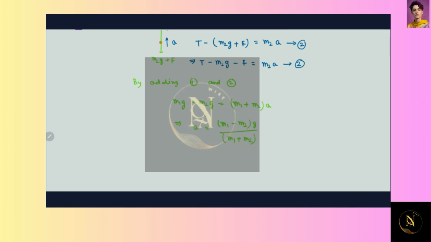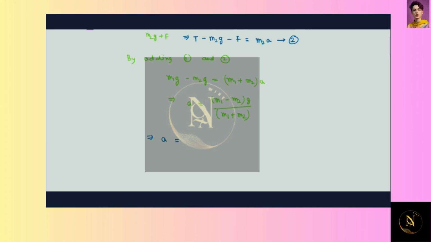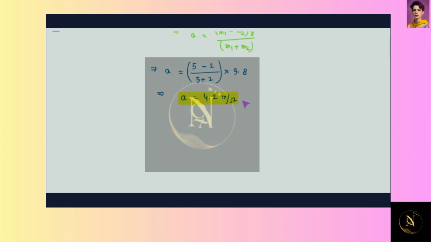Now we can put the values of M1 and M2 as given: M1 is 5 kg, so 5 minus M2 which is 2 kg, divided by 5 plus 2, and g we can take as 9.8 meter per second square. On simplifying this, we will get A equal to 4.2 meter per second square. So this is the answer for part A.